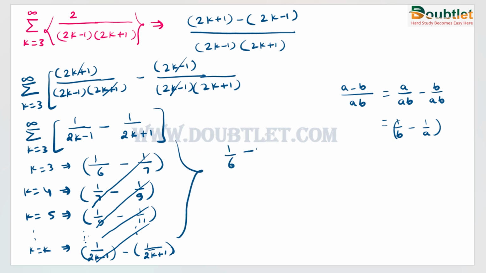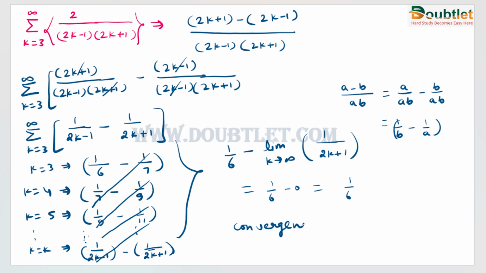We will get 1 by 5 minus the limit k tending to infinity of minus, this is minus, so we will use it as plus here, plus 1 divided by 2k plus 1, right? Since k is in the denominator, this value will be 0. So we can write this as 1 by 5 minus 0, which is 1 by 5. So we can also say that this series is convergent by the telescoping series method and its value is equal to 1 divided by 5.